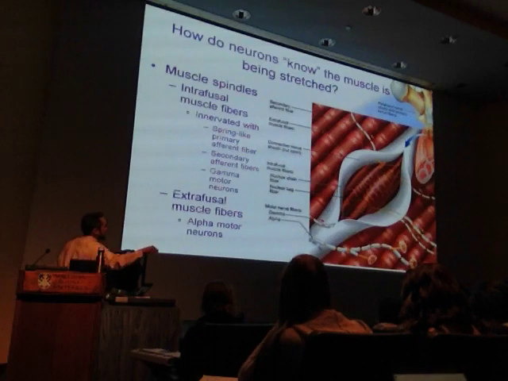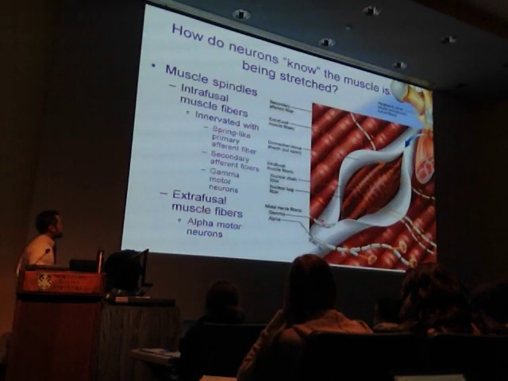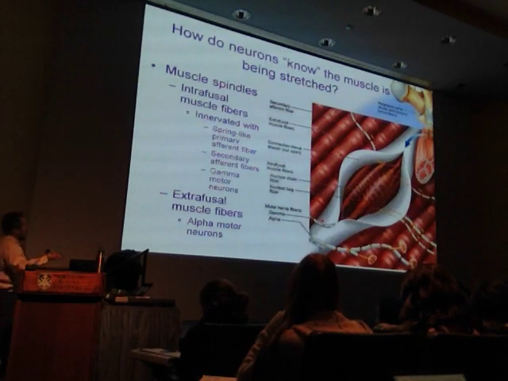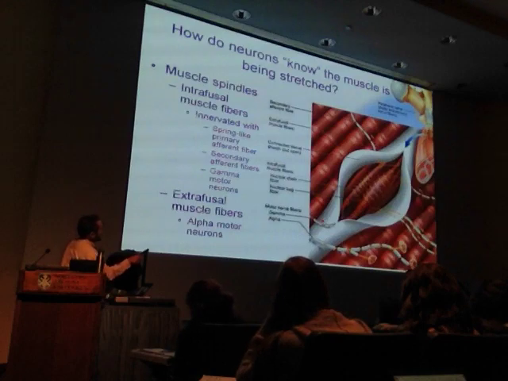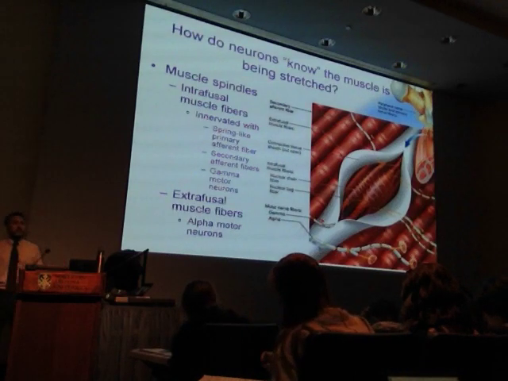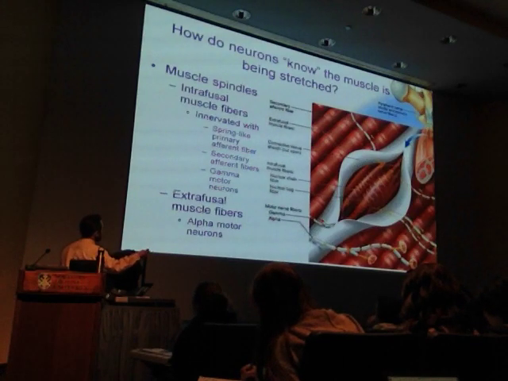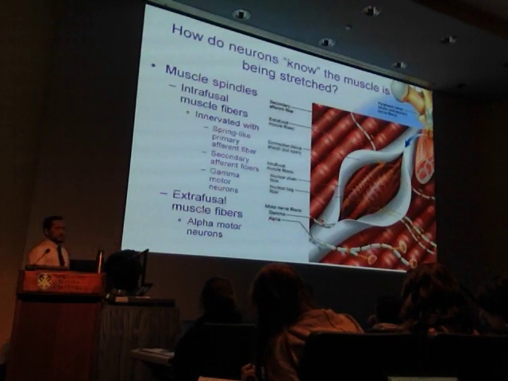So that's what's going on inside. We also have stuff that's coming from the outside. We have extrafusal muscle fibers, and the extrafusal muscle fibers are shown up top here. These extrafusal muscle fibers are stimulated to contract by what we call alpha motor neurons. These guys were the gammas. These guys are the alphas.